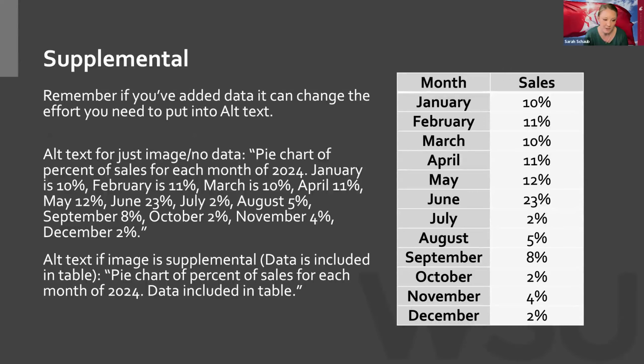Or the alt text for the image if it's supplemental and the data is included in a table, as in the example I've provided on this page with the month and sales data for January through December. Then you would just need to include the alternative text for the pie chart that says: pie chart of percent of sales for each month of 2024, data included in table. So you're directing the user to the data that's included in the table, therefore not needing to make that chart or graph accessible on its own.